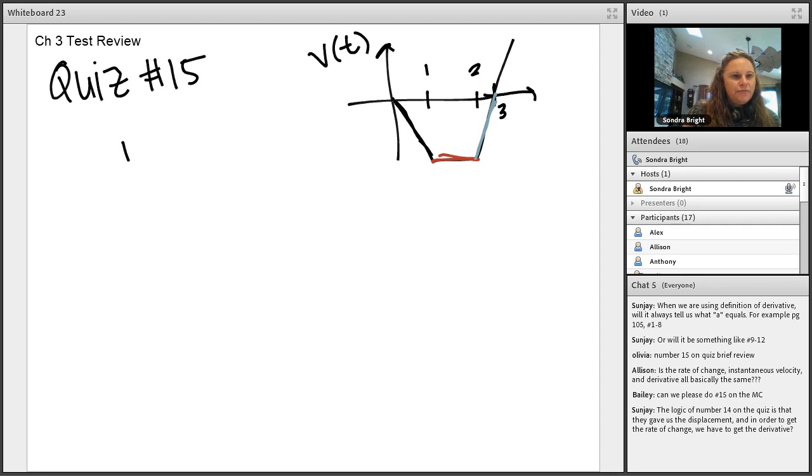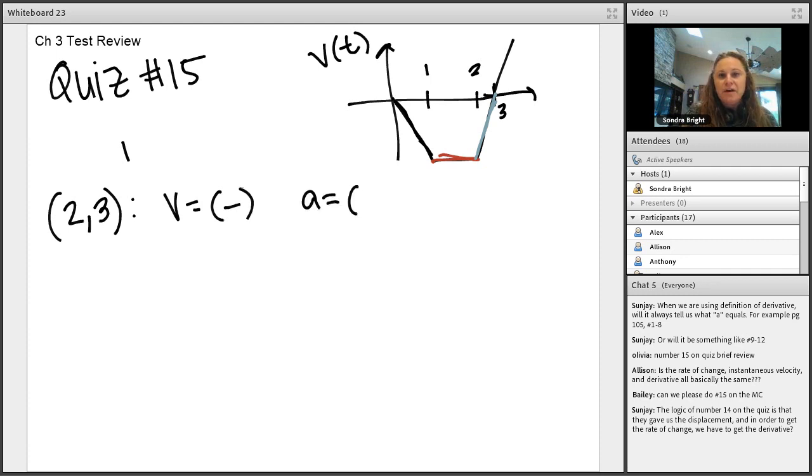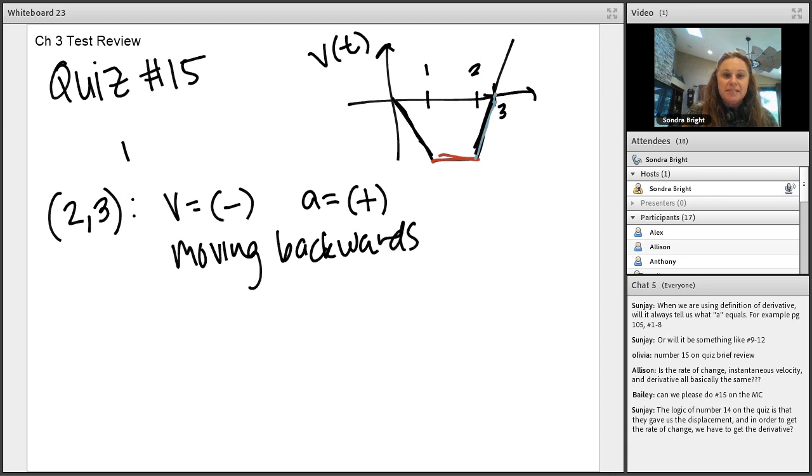So now from 2 to 3. On the interval from 2 to 3, you're this gray line. Your velocity is still negative because your graph is below the x-axis, and your acceleration is positive now because you've got a positive slope. As you go from left to right, your graph is increasing, so acceleration is positive. You're moving backwards because velocity is negative, but now velocity and acceleration have opposite signs, and so you're slowing down.